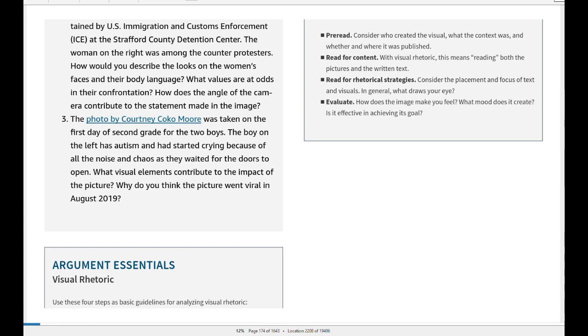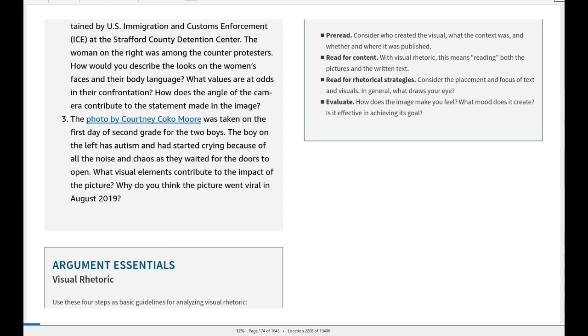Argument Essentials. Visual Rhetoric. Use these 4 steps as basic guidelines for analyzing visual rhetoric. 1. Pre-read. Consider who created the visual, what the context was, and whether and where it was published. 2. Read for content. With visual rhetoric, this means reading both the pictures and the written text. 3. Read for rhetorical strategies. Consider the placement and focus of text and visuals.